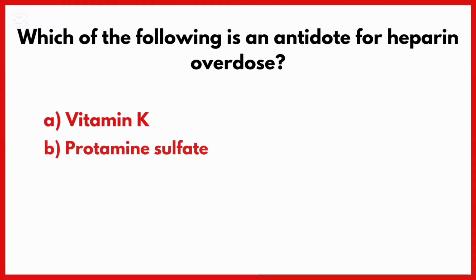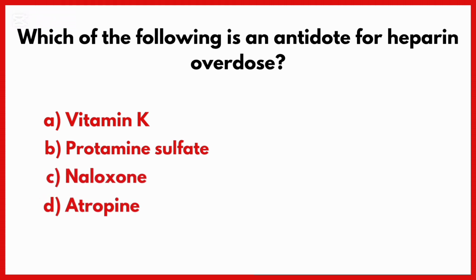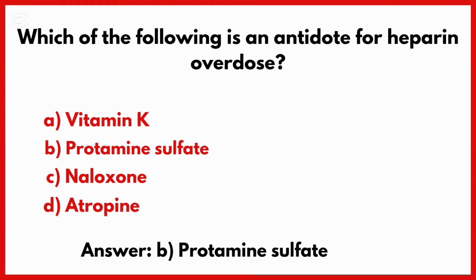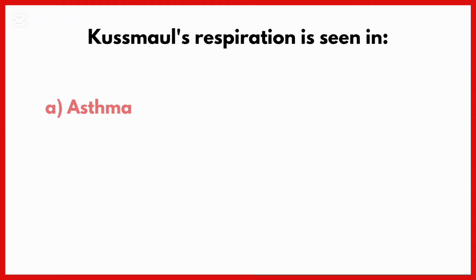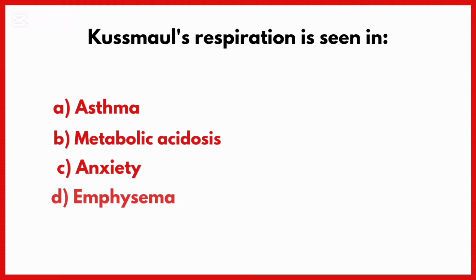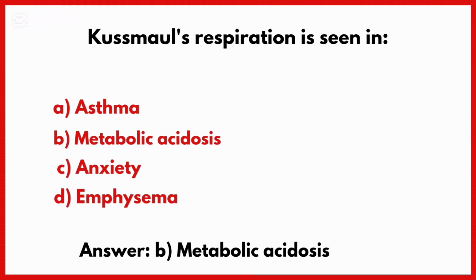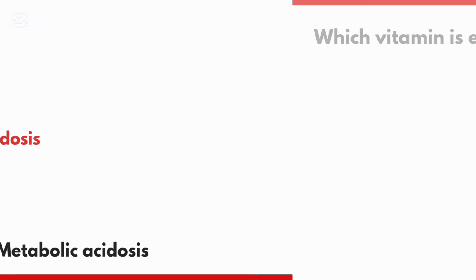Which of the following is an antidote for heparin overdose? Correct answer is option B, protamine sulfate. Kussmaul respiration is seen in. Correct answer is option B, metabolic acidosis.